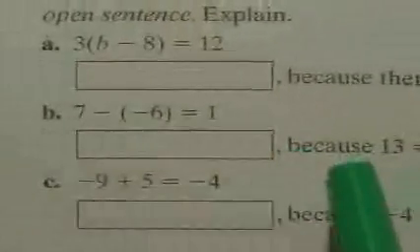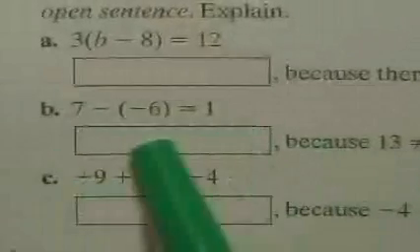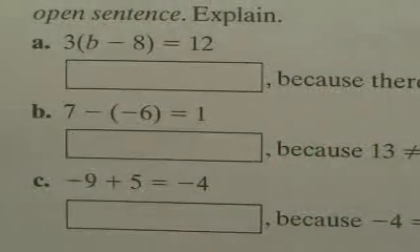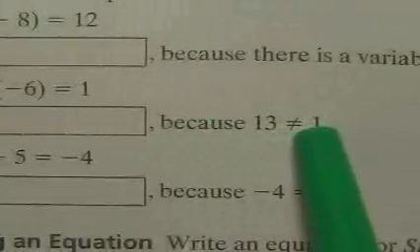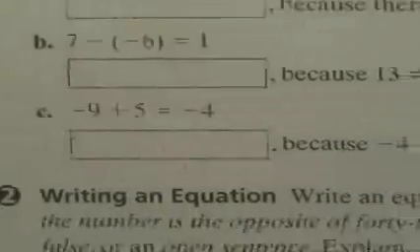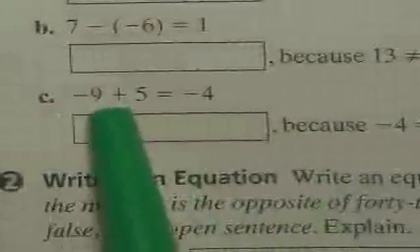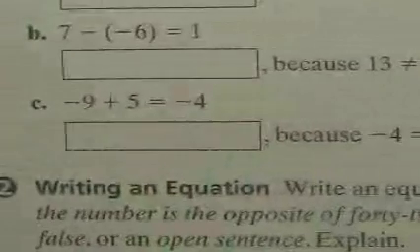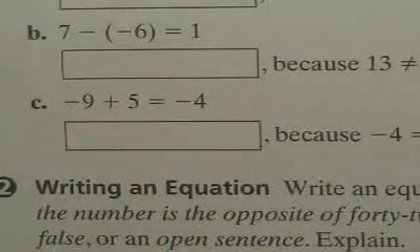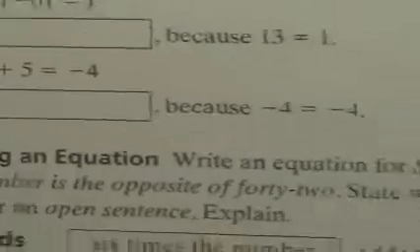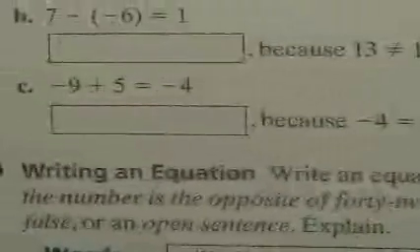And it says the reason why is because there is a variable. Letter B, is this true, false, or open? And notice they tell you right here, because 13 does not equal 1. And the last one, letter C. Is this true, false, or open? And it tells you because -4 equals -4. Therefore, it must be true.